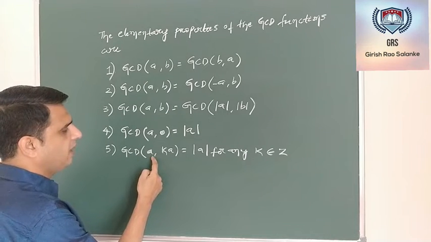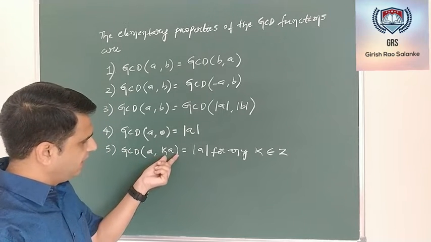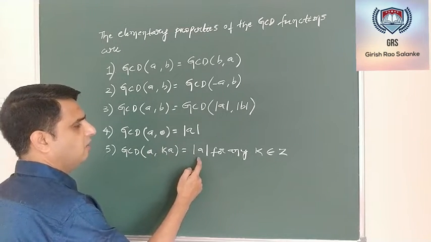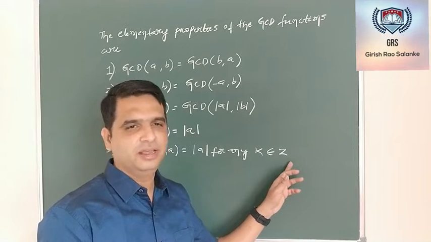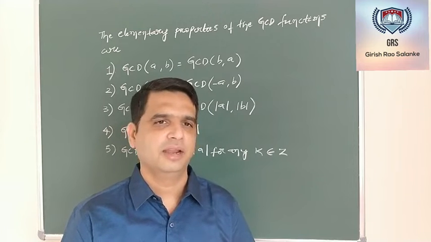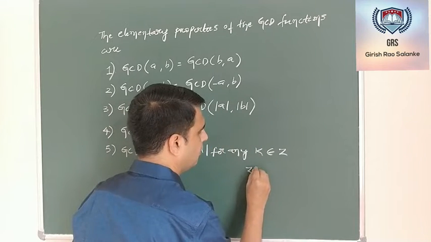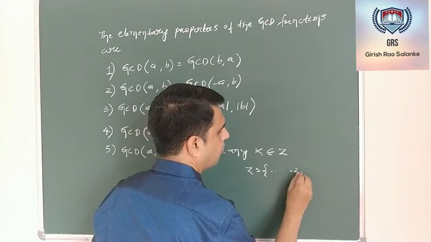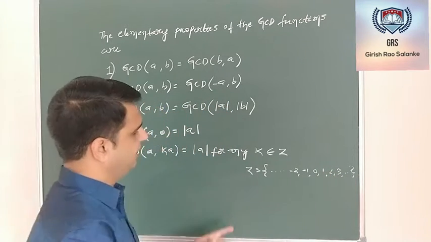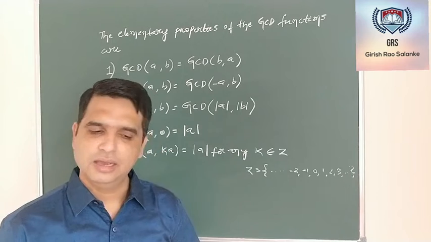Next, GCD of A comma K times A, that is, GCD of A and then the second integer K times A, is also A, wherein K belongs to Z. In the sense, K can be any integer. It can be a positive integer or it can be a negative integer. That is this Z. This is my set Z. So note that these are the 5 elementary properties of the GCD function.